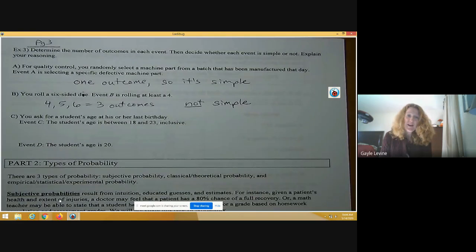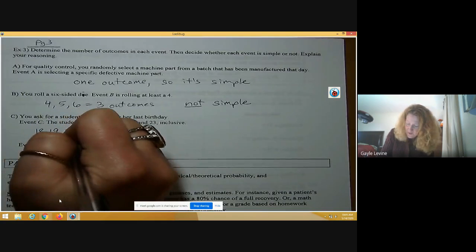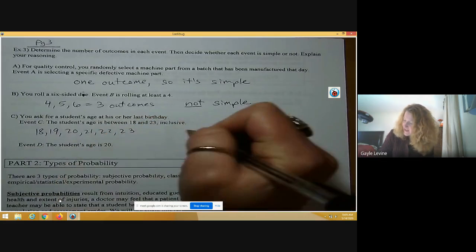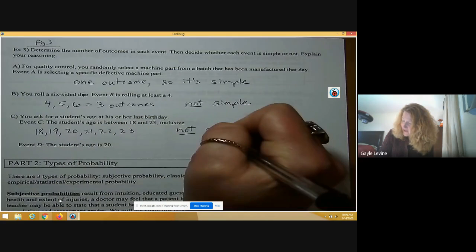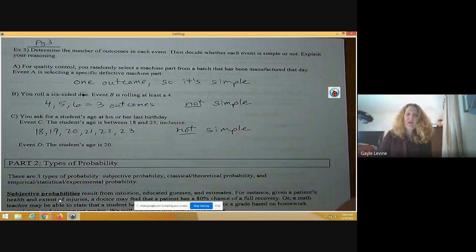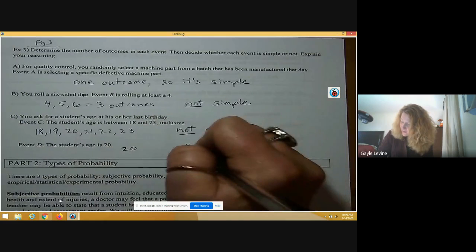Event C, you ask for a person's age at his or her last birthday. Event C, the student's age is between 18 and 23 inclusive. So that would be 18 years old, 19, 20, 21, 22, and 23. So this is not simple. You have multiple ages that fall into that event. However, event G, the student's age is 20. 20 is the only possible outcome, so this would be simple.